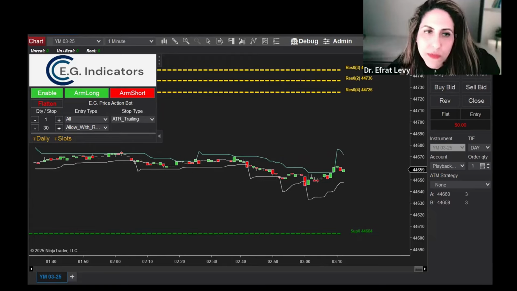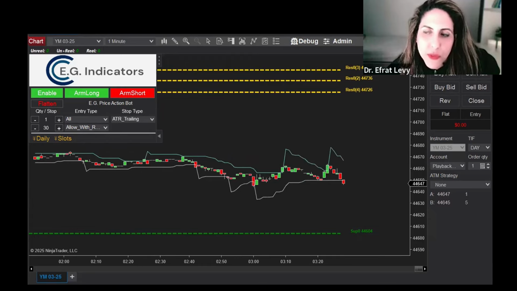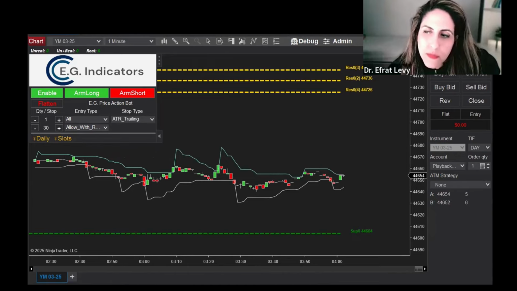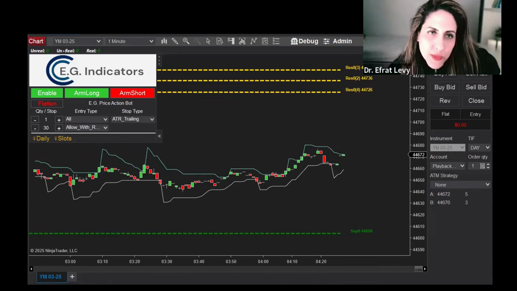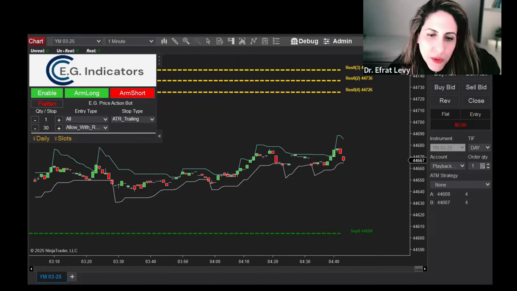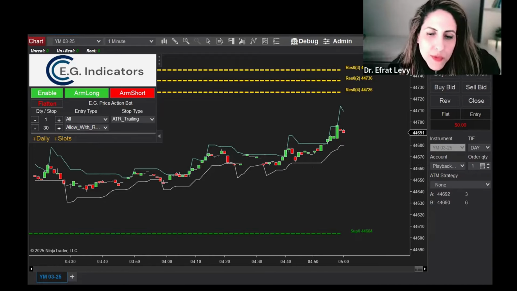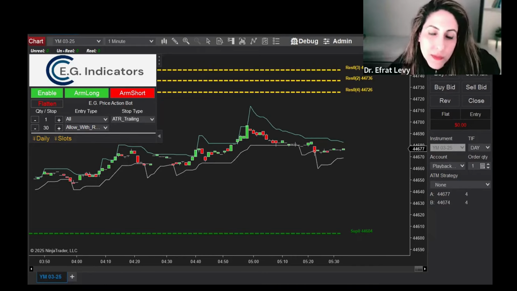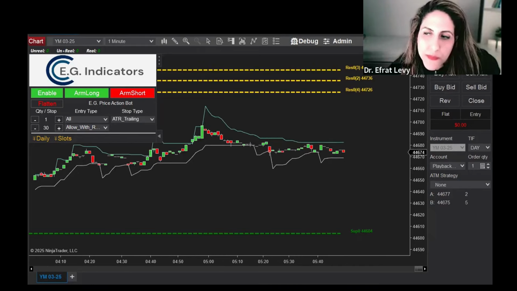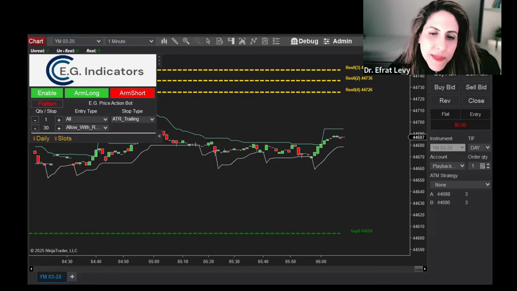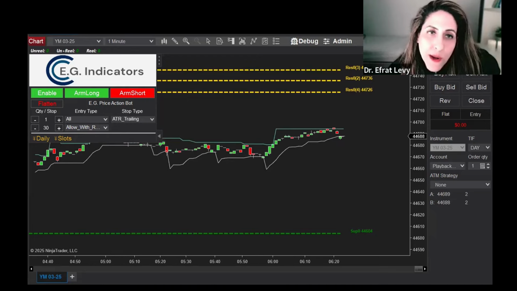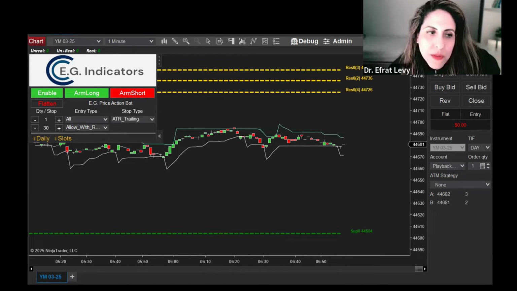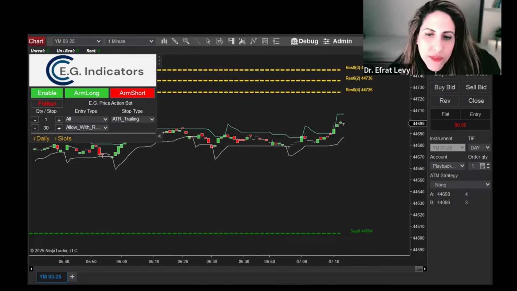So we just moved to 1 minute time frame, and let's see how the price action bot performs. Its entries do not change, but the way it manages the position changes because it trades the stop loss according to the EG trailing stop, and it depends on the time frame. So what I expect is it to stop out early due to the low volatility.